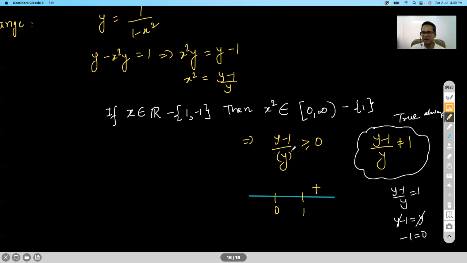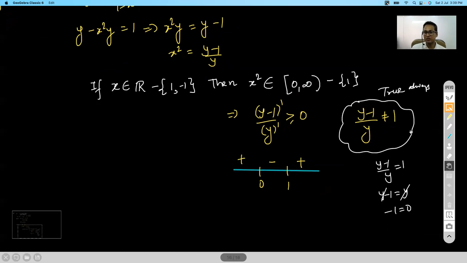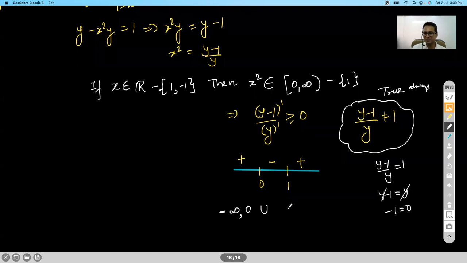And since all of them have odd powers, you can start switching the sign: minus will become plus. Now, since you want it to be greater than or equal to 0, you have to always choose positive. Correct. So your answer will be minus infinity to 0 union 1 to infinity. Now, mind you, 0 cannot be included, but 1 can be included. So this becomes your range of the function. So this is your answer for the range.